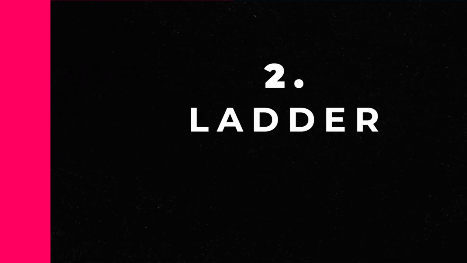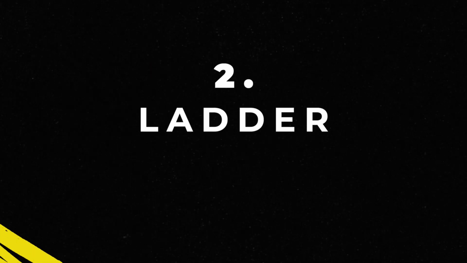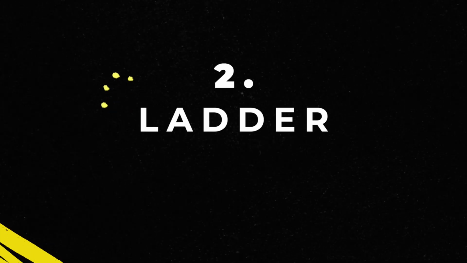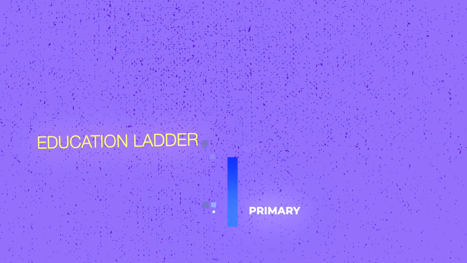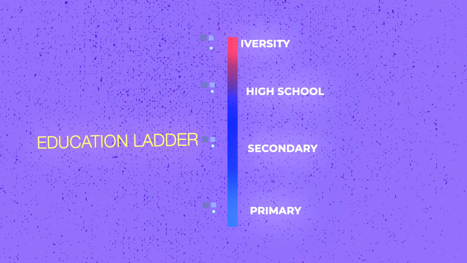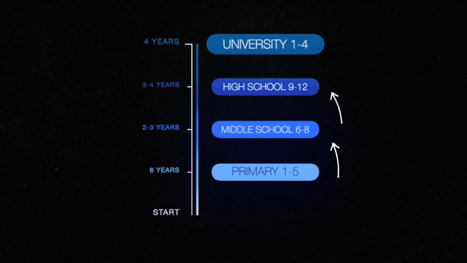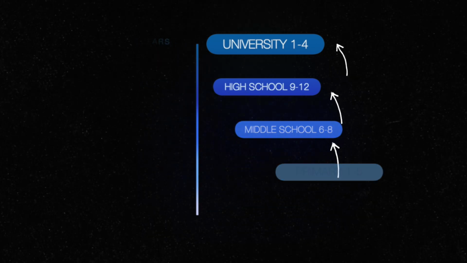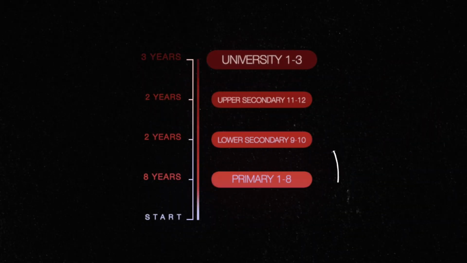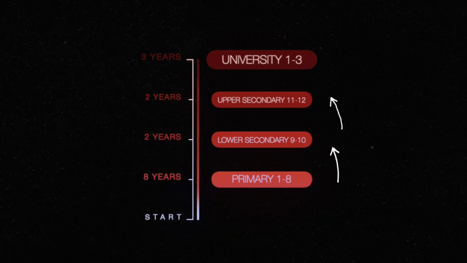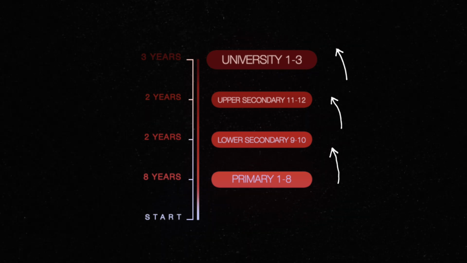Second, we're looking at ladder. So when I'm talking about the education ladder, I mean something like this. It shows the outline of your education levels, and just like a ladder, it shows how you climb up from one level to another. Blue systems usually have 6-3-3-4. 6 years of primary, 2 to 3 years of middle school, 3 to 4 years of high school, and the final 4 years of university. Whereas in the red system, they have 8-2-2-3: 8 years of primary, 2 years of lower secondary, 2 years of upper secondary, and 3 years of university.